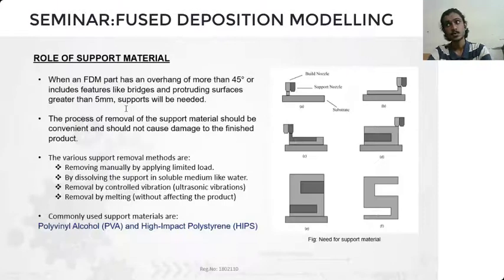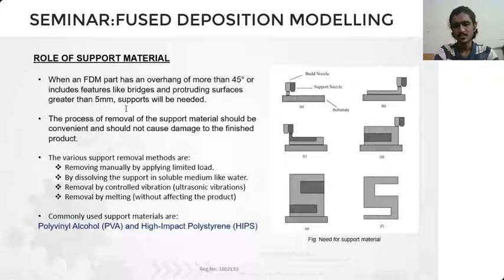Let's come to the support material. Why is there a requirement of support? Whenever there occurs an overhang structure which is greater than 45 degrees, or structures like bridges or protruding surfaces greater than 5 mm thickness, support material is needed. The support material should be selected in such a way that it should be easy to remove from the product. It should be easily detached from the product and it should not cause any damage to the finished product.